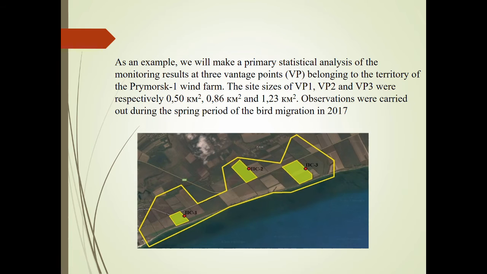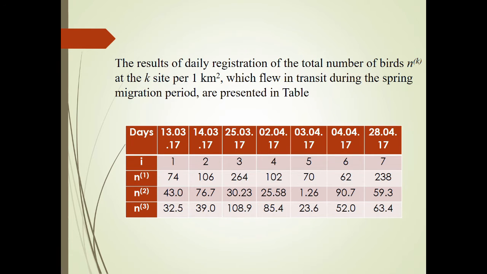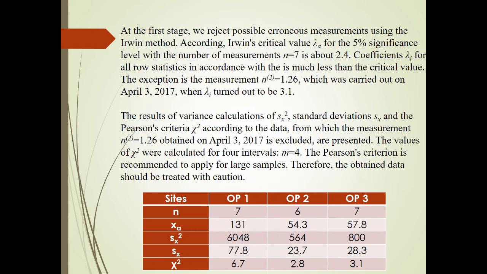Observations were carried out during the spring period of the bird migration in 2017. The results of daily registration of the total number of birds N_k at the k-th site per 1 kilometer, which flew in transit during the spring migration period, are presented in the table.